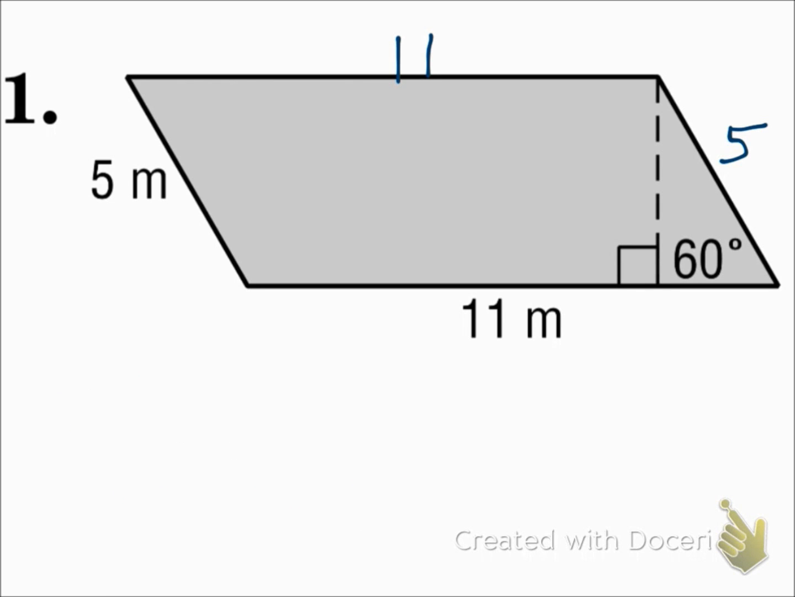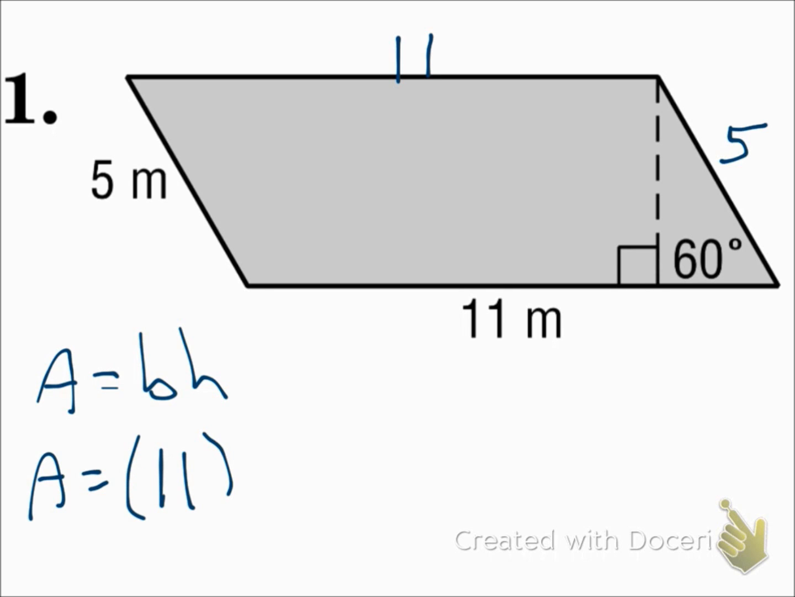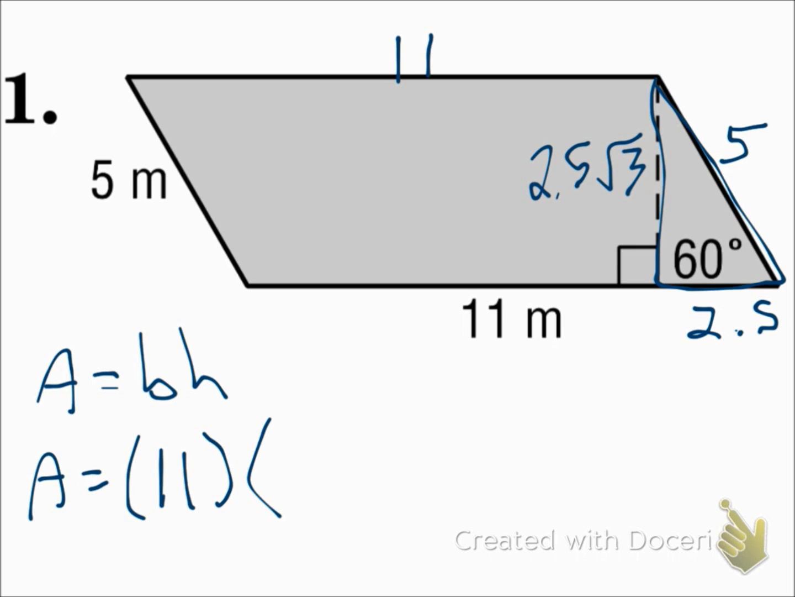For the area of the parallelogram, area equals base times height. I know the base, which is 11. I don't know the height. But they give us a 60-degree angle and a right angle, so I know that I have over here a 30, 60, 90 triangle. We know the hypotenuse is 5. Since the short leg is half the hypotenuse, then this little part's 2.5, and the long leg is short times the square root of 3, so the height would be 2.5 times the square root of 3.